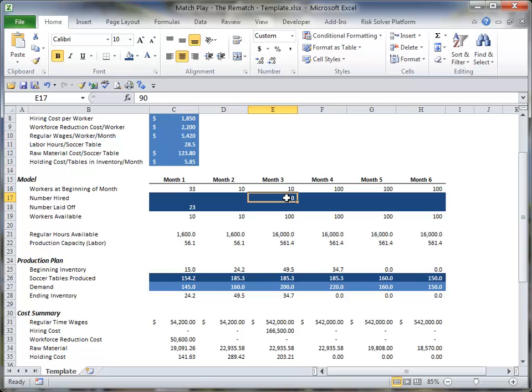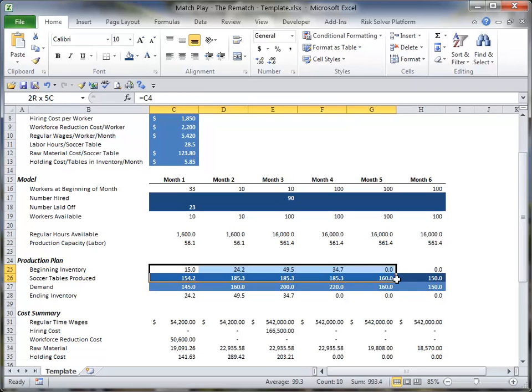Certainly, the regular hours available seem to be working. We can see the scale increase of a multiple of 10 here. Certainly, that seems realistic based off our workers available multiplying by 10. Same thing's happening with production capacity.